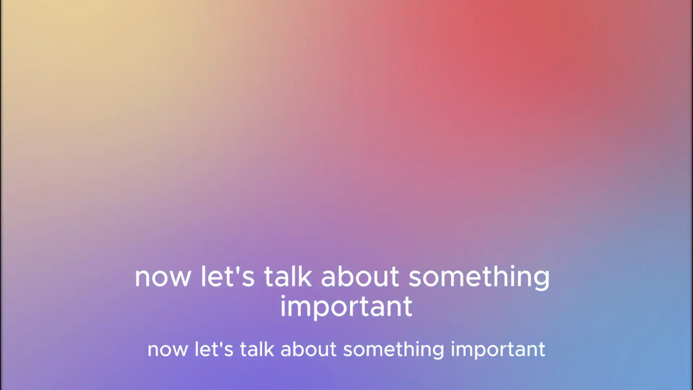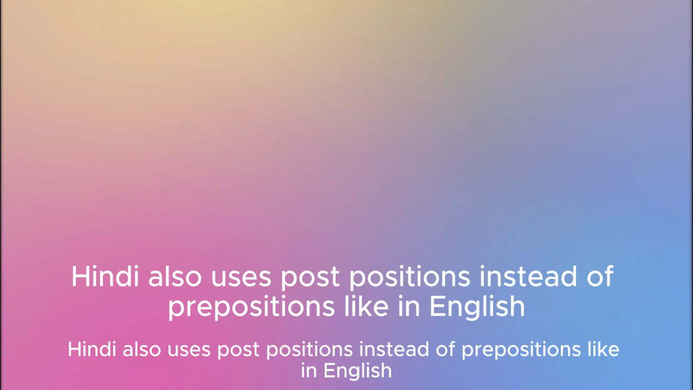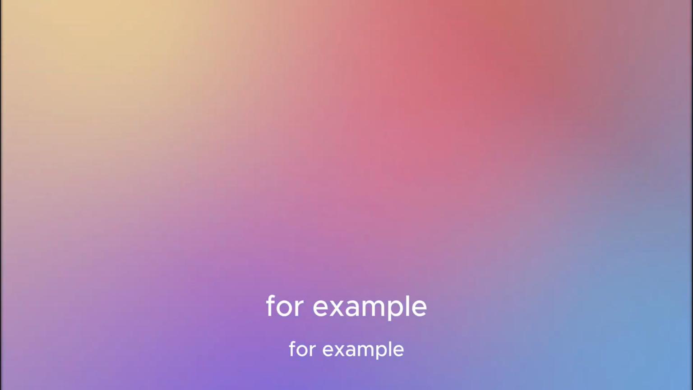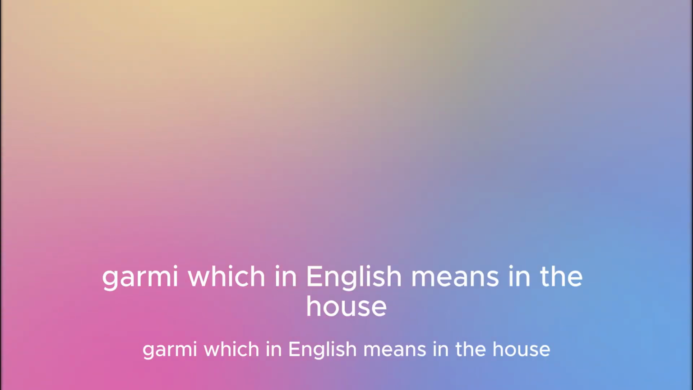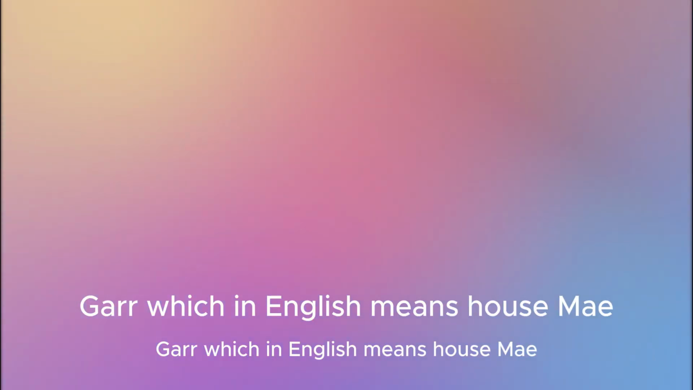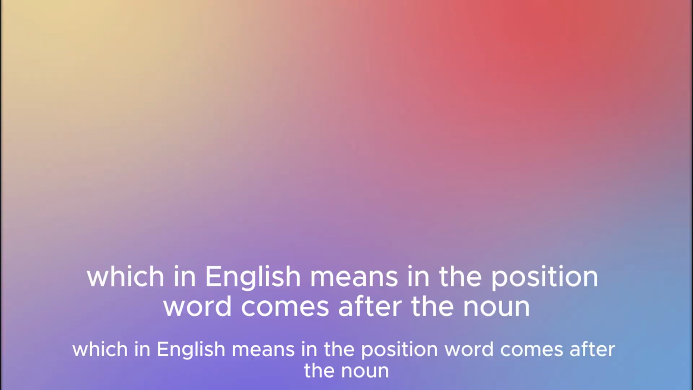Now let's talk about something important. Hindi also uses postpositions instead of prepositions like in English. For example, घर में, which in English means in the house. Ghar, which in English means house. Mein, which in English means in. The position word comes after the noun.